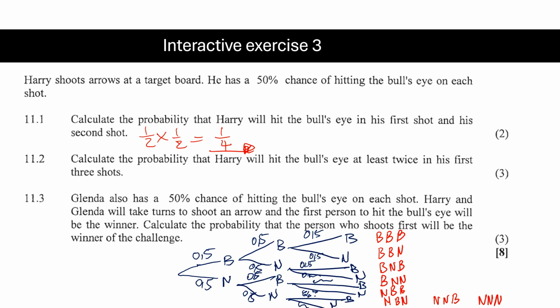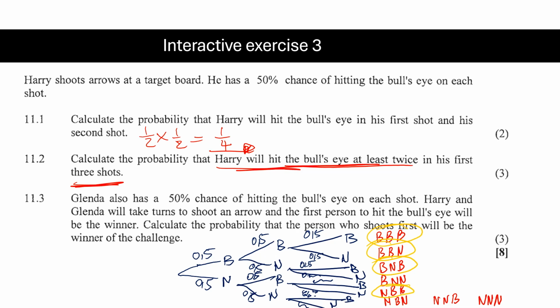So the question is asking what is the probability that Harry will hit the bullseye at least twice in his first 3 shots, guys. At least twice is 2 or more. So we're going to check where there are 2 or more B's. Obviously we have this one, this one, this one, and that one.